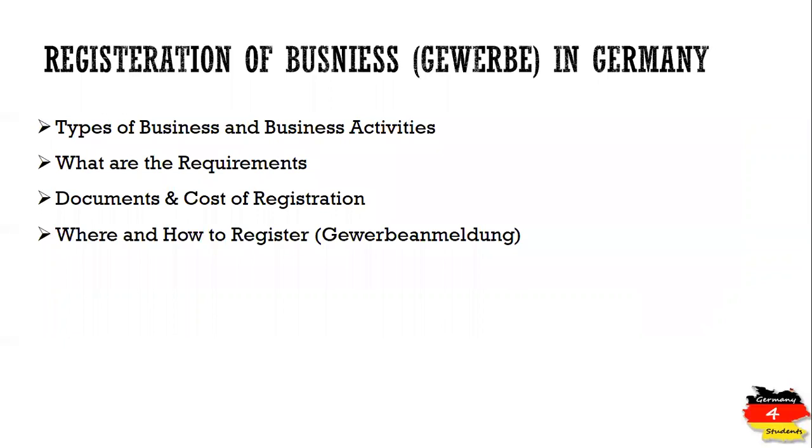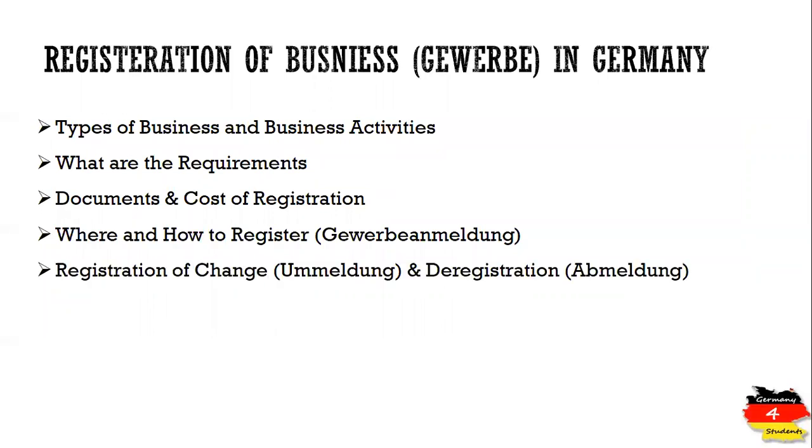This process is called Gewerbeanmeldung. If there are certain changes in your business, then you are required to register these changes with the relevant authorities. This process is called Ummeldung. And if at certain point of time you find that you are not going to continue with your business activities and you want to stop business activities, then you have to deregister your business, and this process is called Abmeldung. And in the final section of the video, we will talk about how you can file the tax return.